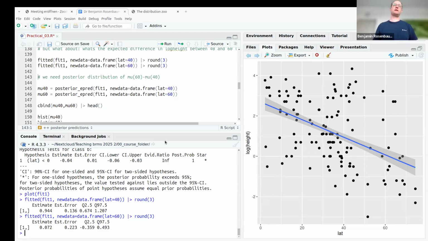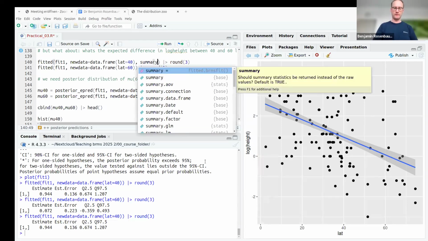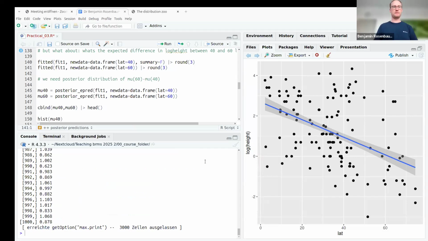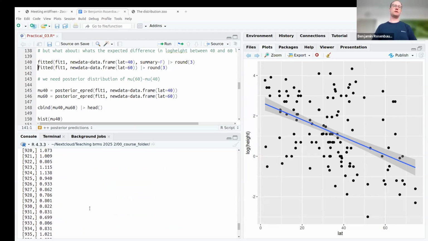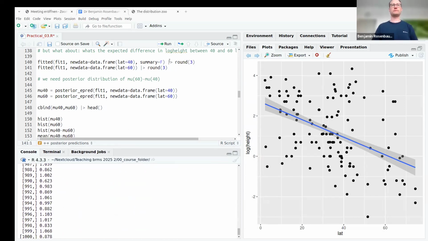And here you can make predictions of their difference. So if you execute this, you get a summary here, right? So not the whole distribution, but you can also get the full distribution, I think, by saying summary equal false. Then you get the whole distribution of your fitted values for all the samples.